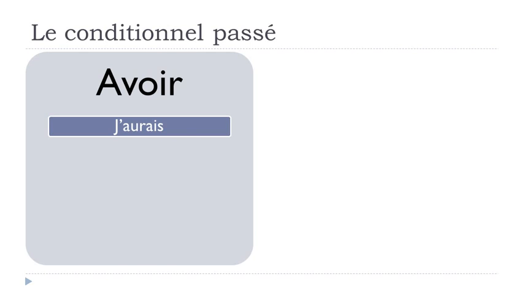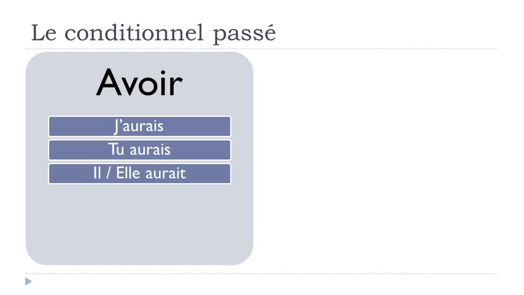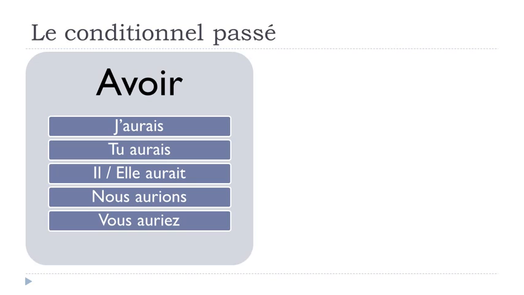So it's j'aurais, tu aurais, il aurait, elle aurait, nous aurions, vous auriez, ils auraient, elles auraient. Okay, so that's what you will use in most of the cases. Let's see it one more time.